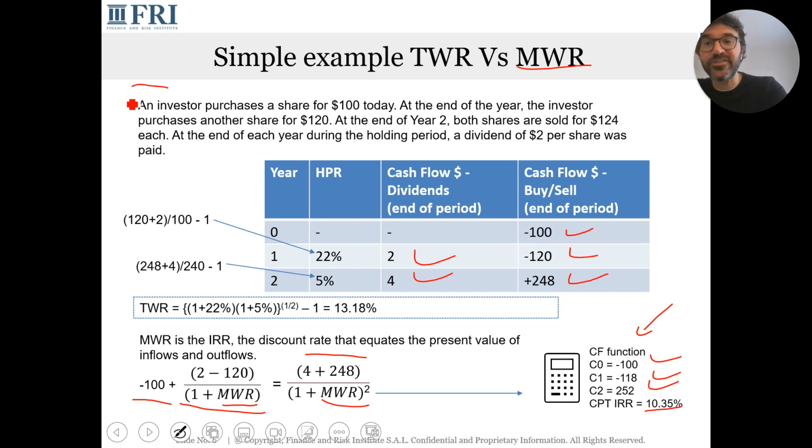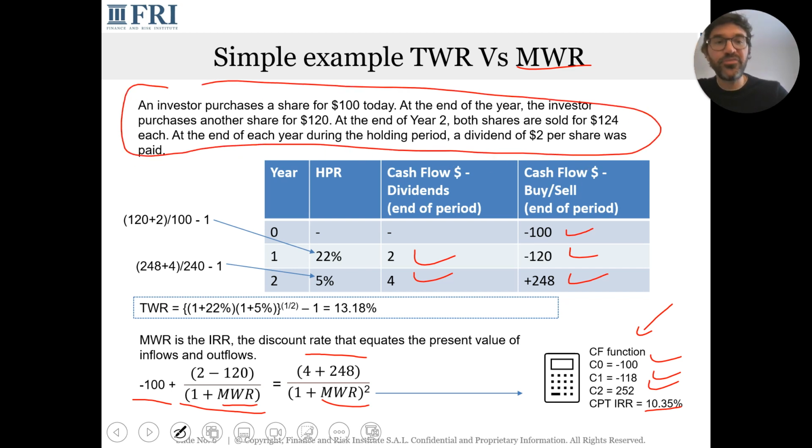Now we must stop for a second and understand what happened here. We have the exact same example, but if we choose to calculate the return in the form of a time-weighted rate of return, we get 13.18%. If we choose to present return as a money-weighted rate of return, we get 10.35%. So which one is correct? Again, the answer would depend on whether the manager, the person who is managing this portfolio, has control over when and how much is deposited to or withdrawn from the portfolio.